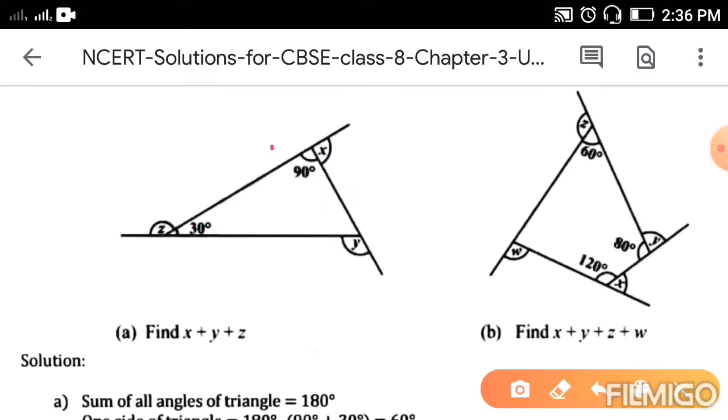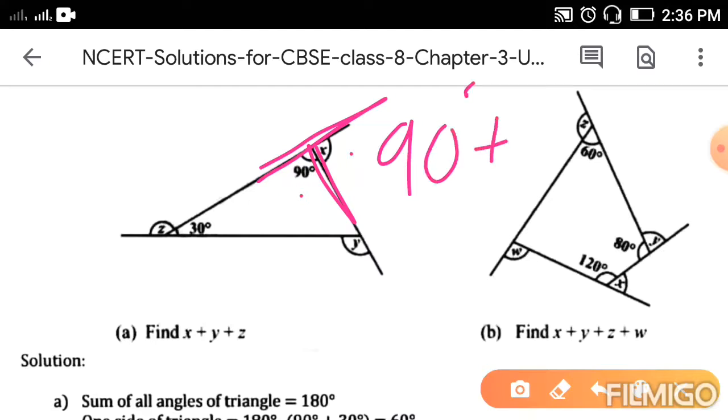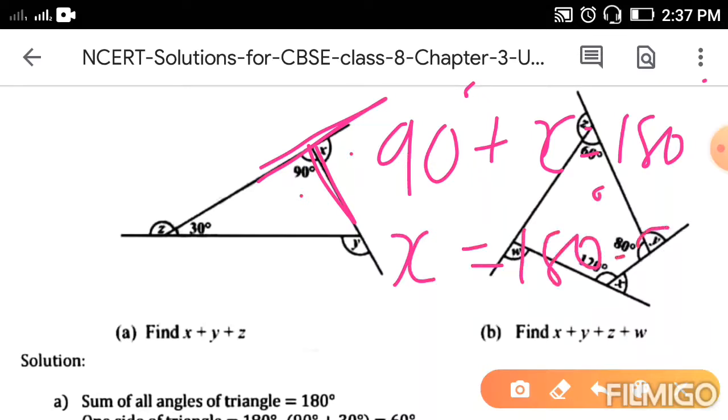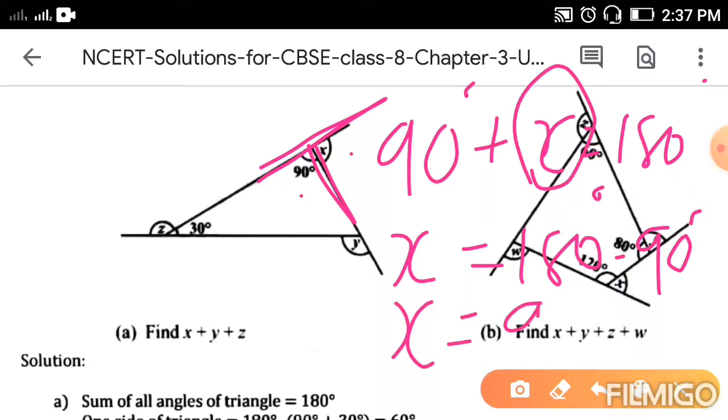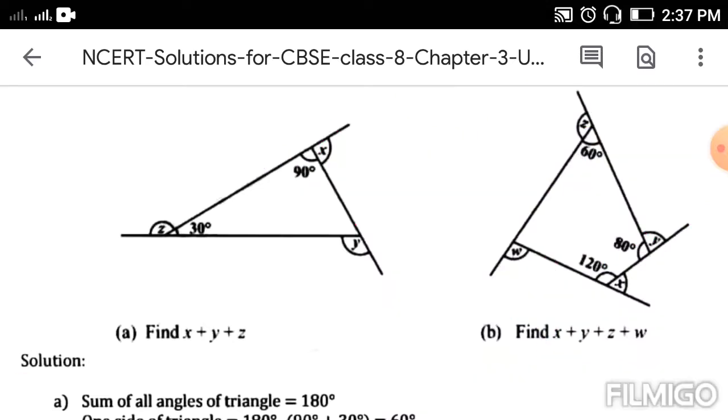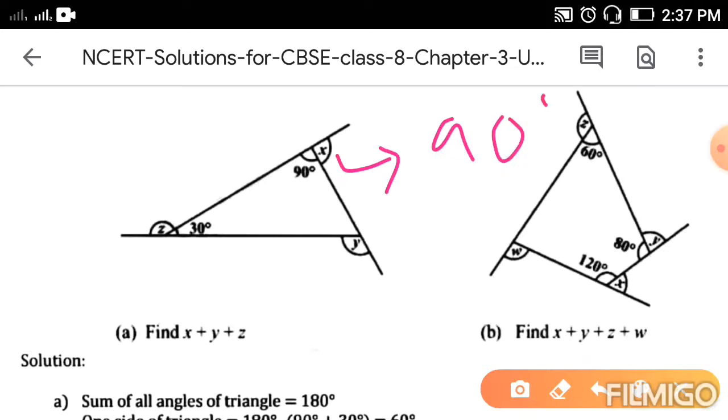Let's start from the x. This is the linear pair angle. You can check, 90 plus x. What is the sum of both angles? 90 plus x is equal to 180 degrees. So x is equal to 180 minus 90, because we want the value of x. So x is equal to 90 degrees. So here the value of x is 90 degrees.